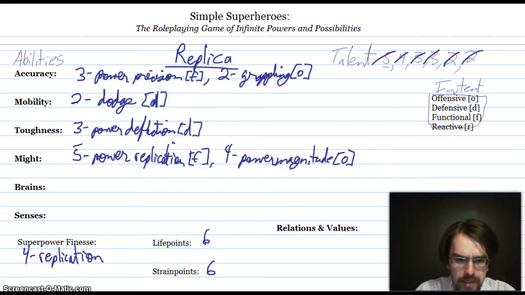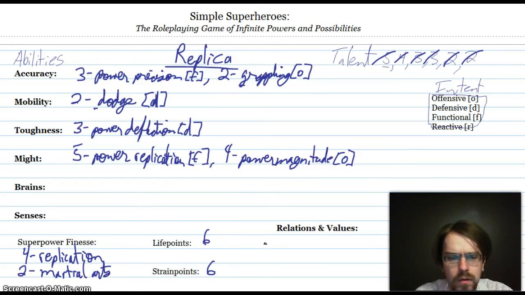So beyond power replication, we could also say that these 2 are actually martial arts related talents. So she's been trained in martial arts. So that's another superpower finesse for her. So once you have all your talents, you have your superpower finesse, you've set life points and strain points, which always starts at 6 unless you take a talent to boost them, which Replica hasn't.